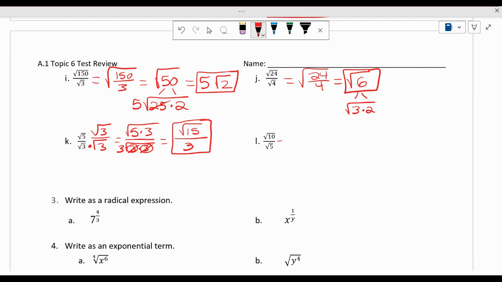Letter I, radical 10 over radical 5, put them under one radical. Can I divide these? Yes. Get radical 2. Except this one didn't require any rationalizing because we could divide.